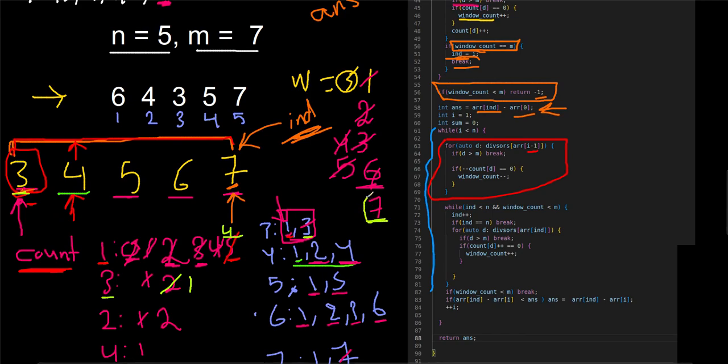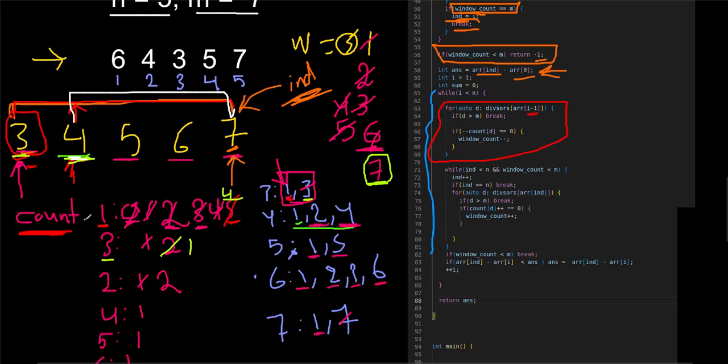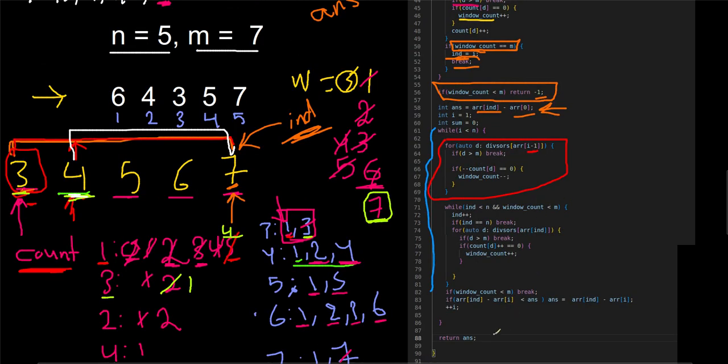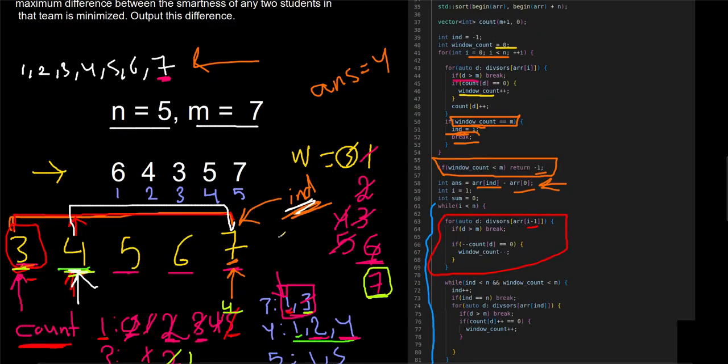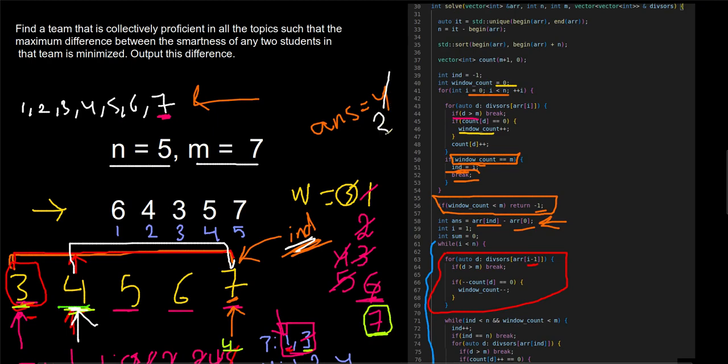And as you can see here, the value for window count is still 7, and that means for this student, this is the window that covers all the topics. We did not move this index, it is still at the last element. The difference between the last and the current one, 4, which is 7 minus 4 is 3, and this is less than the answer, so we update the answer to 3.